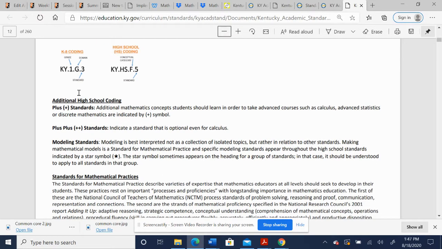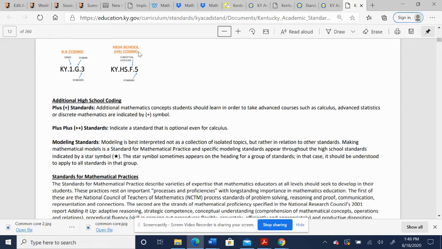Okay. So how do we read these? Okay, in grades K through 8, we see KY because this is a Kentucky academic standard. The first number is going to tell us grade level. G is the domain. Okay, you can see a list of domains later on. And then, of course, 3 is the individual standard.